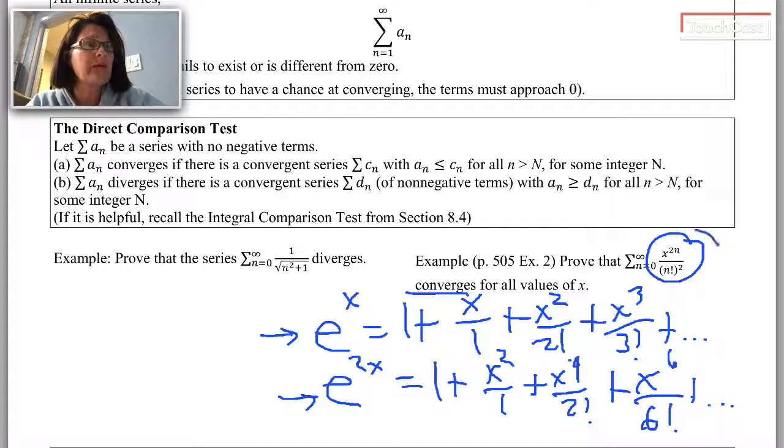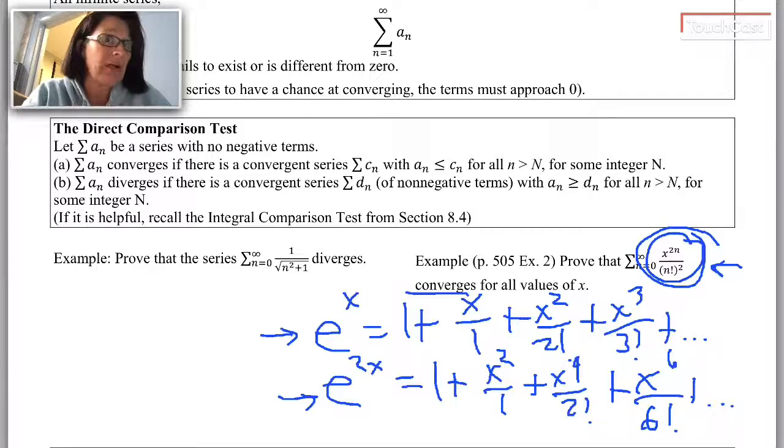And tell me about this series that I've been given. The difference between the terms I just wrote out in this series for e to the 2x and the terms in the series I was given is that the denominator is squared. Well, those denominators are all positive values, greater than 1 and getting very much greater than 1. So if I square them, the denominator becomes larger, which means the fraction itself has less value.